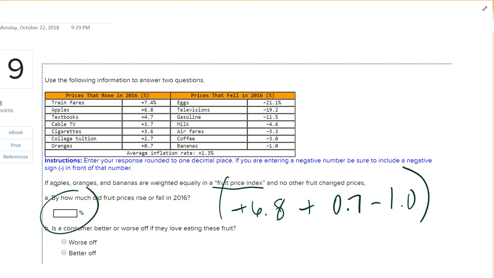So that one's kind of deceptively simple mathematically. It says, is the consumer better or worse off if they love eating these fruits? And you can see it's going to be a net positive gain. So fruit prices rise, and so that makes the consumer worse off.